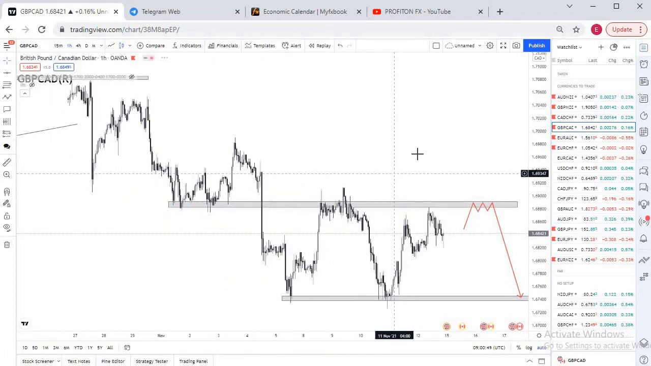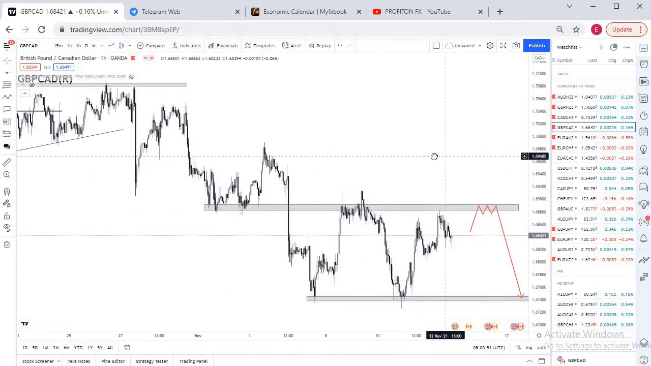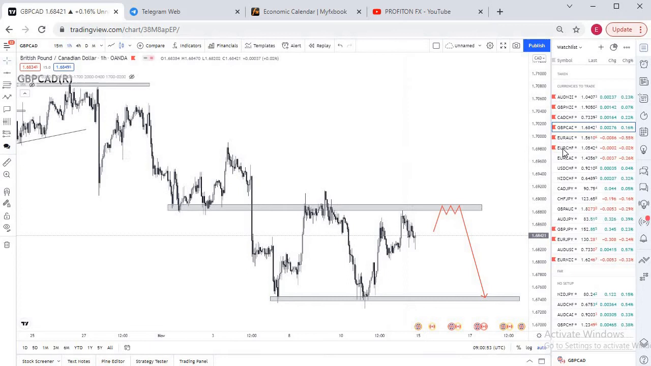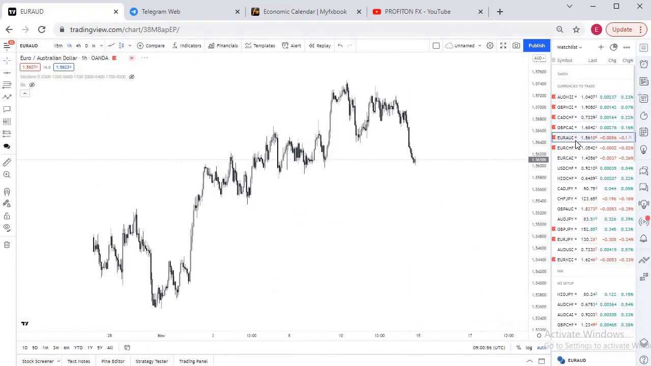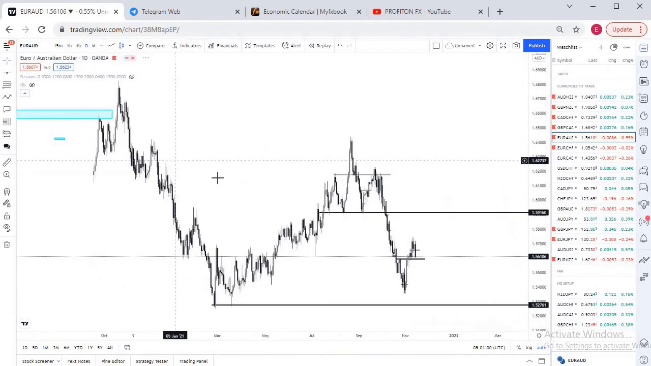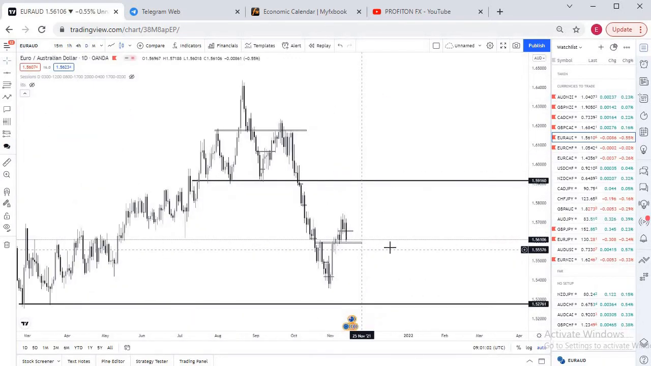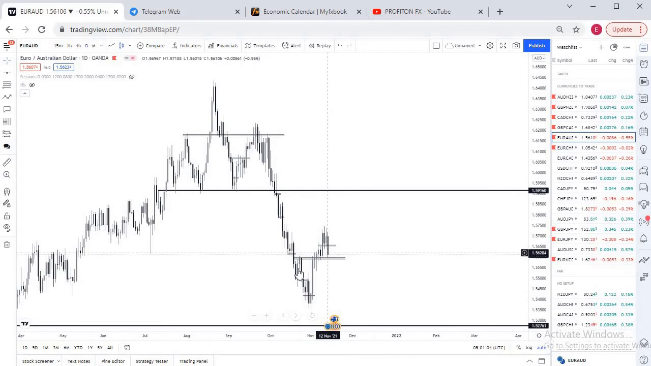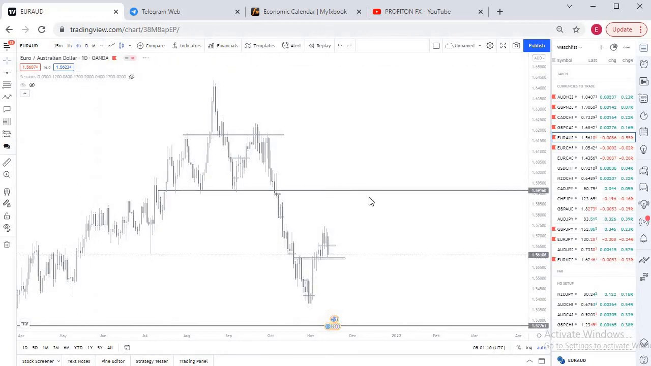Yeah, so that's it for GBP Canadian dollar. We move on to Euro Australian dollar. Now Euro Australian dollar, again we start on the daily time frame. We are in a bearish market. I'm treating this as some sort of a correction, though we are yet to confirm if this correction is over.